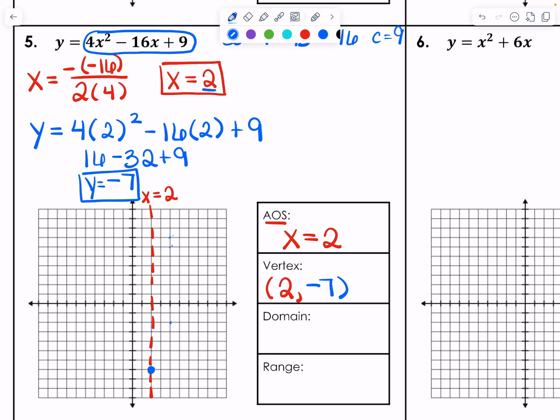Now to graph this, our shortcut today, the quick way we talked about, was using that a value. So from the vertex, a is 4. So from the vertex, I'm going to go left 1, and I'm going to go up 4. 1, 2, 3, 4. I'm also from the vertex going to go right 1 and go up 4. Now, once we have those 3 points, we can go ahead and graph our parabola. That is a U-shaped parabola, not a V-shape. So make sure that bottom of the graph is curved.